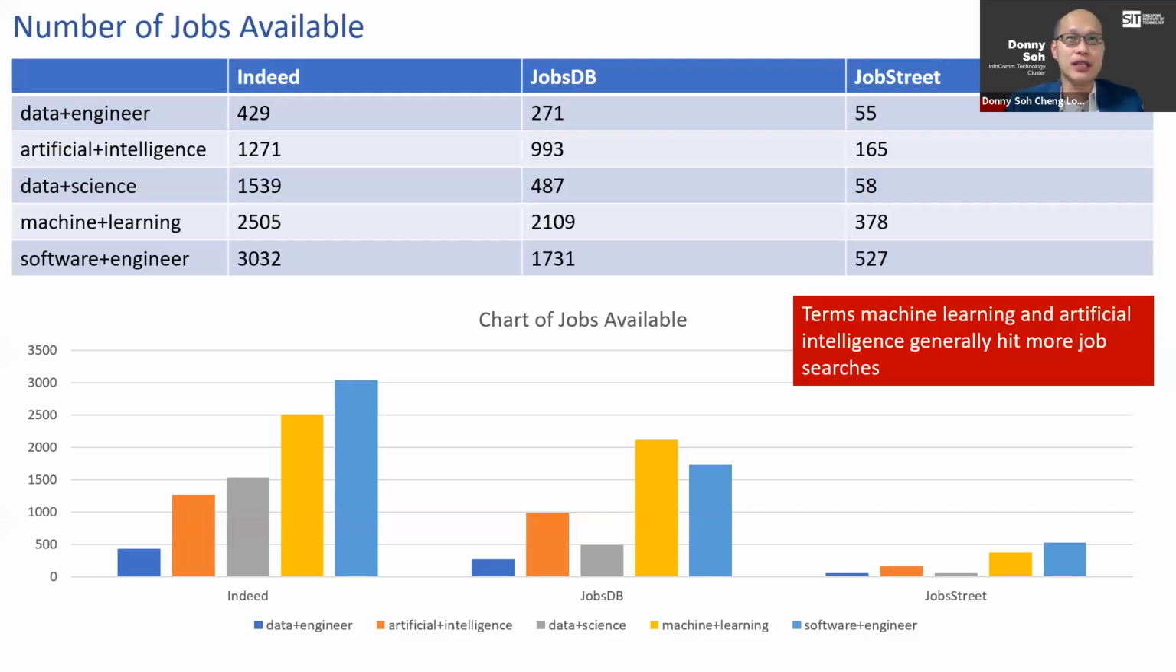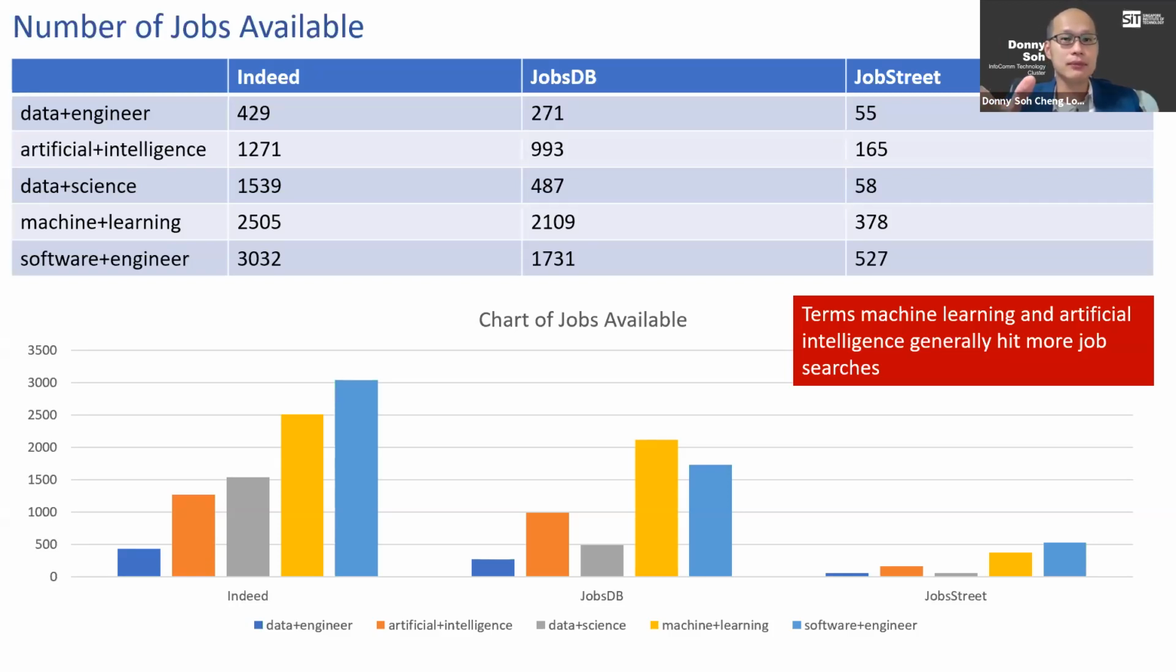And the number of jobs available. This was a very simple scraper that I did 1 or 2 weeks back. I wrote a simple scraper to find out the number of jobs in Indeed, JobsDB, and JobStreet. I compared it with the number of software engineers. Of course, the number of software engineers will be very high, about 3,000 plus. But you will notice that the number of jobs available for machine learning and data science is not too small as well. Interestingly, the number of jobs for data engineers is actually very small.